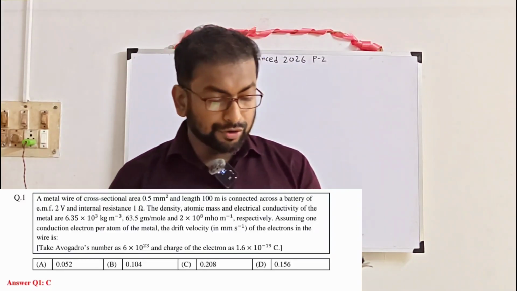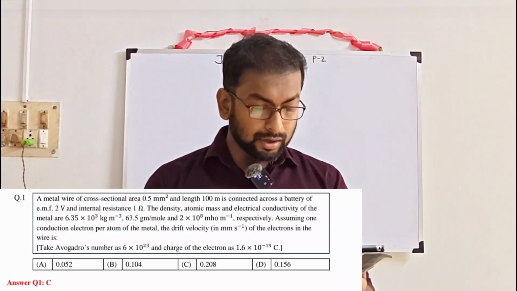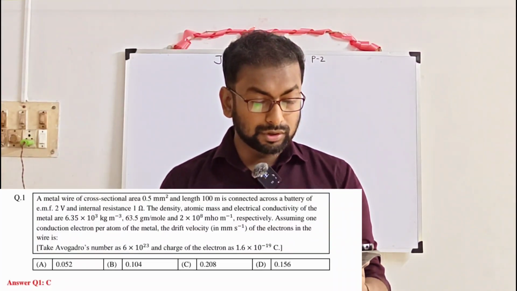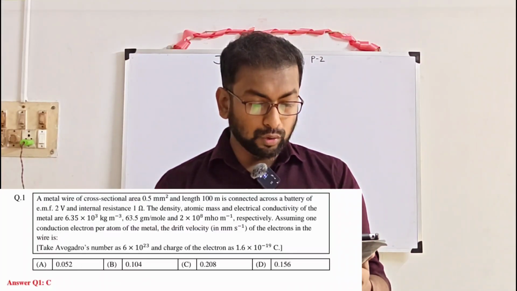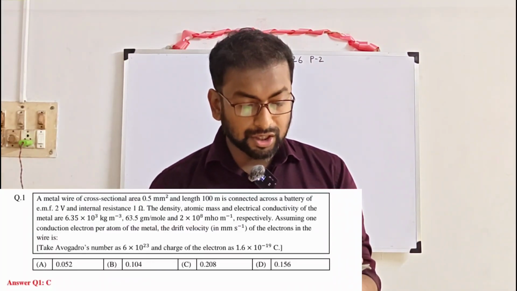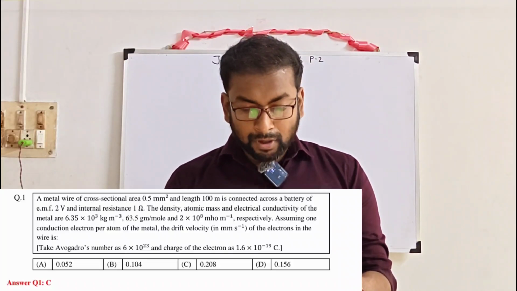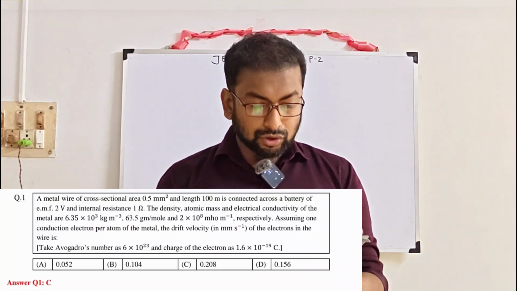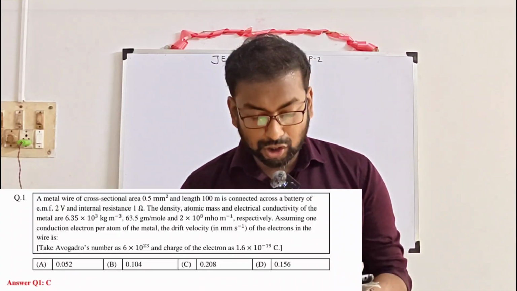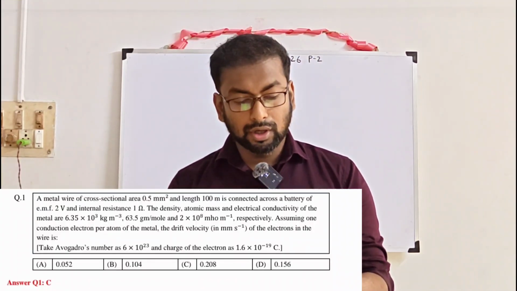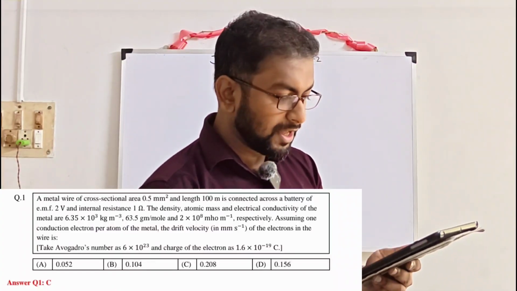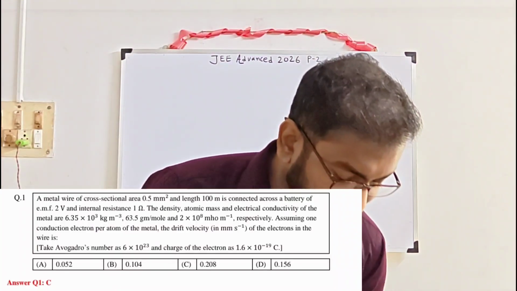A metal wire of cross-sectional area 0.5 mm square and length 100 meter is connected across a battery of EMF 2 volt and internal resistance 1 ohm. The density, atomic mass and electrical conductivity of the metal are given. Assuming one conduction electron per atom of the metal, you have to find out the drift velocity in millimeter per second of the electrons in the wire. Avogadro's number is given, as well as the charge of one electron. Let's start the solution.